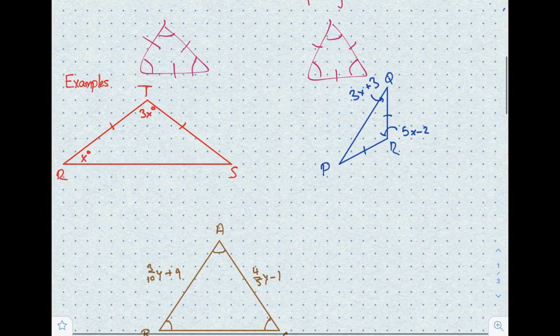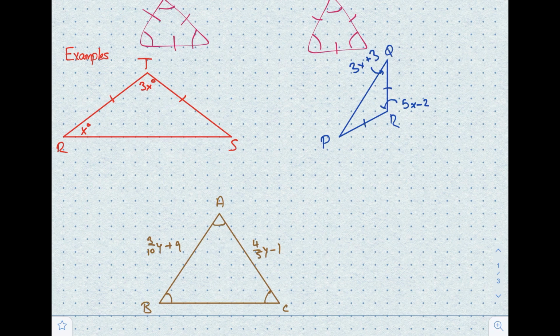So let's look at a couple of examples. We have a couple of isosceles triangles and one equiangular. Let's start with this triangle TRS. I've got two congruent sides. TR is congruent to TS. Now the isosceles triangle theorem says that angles opposite congruent sides are also congruent. So angle R is congruent to angle S. That just means I can copy that x over to there.